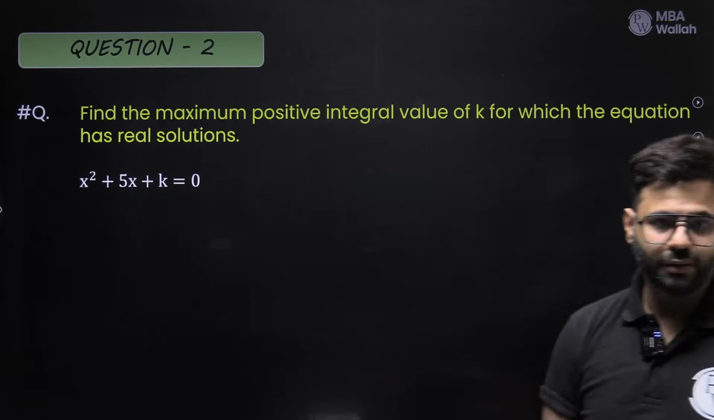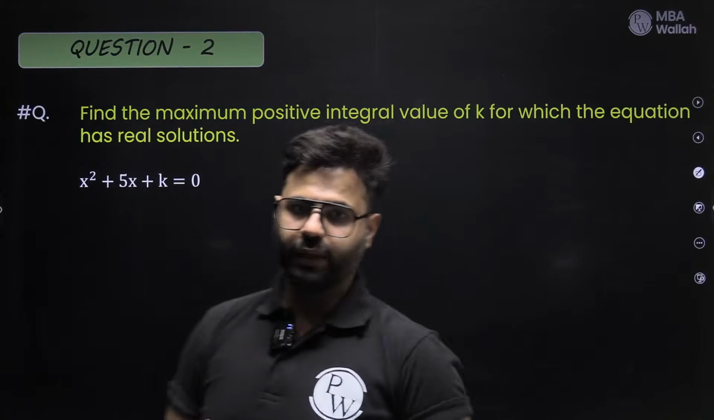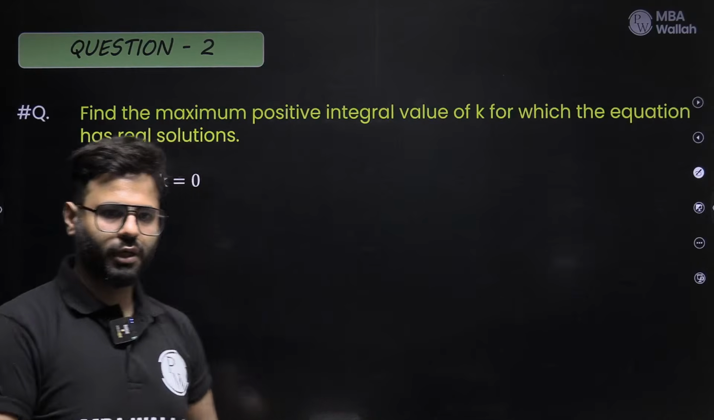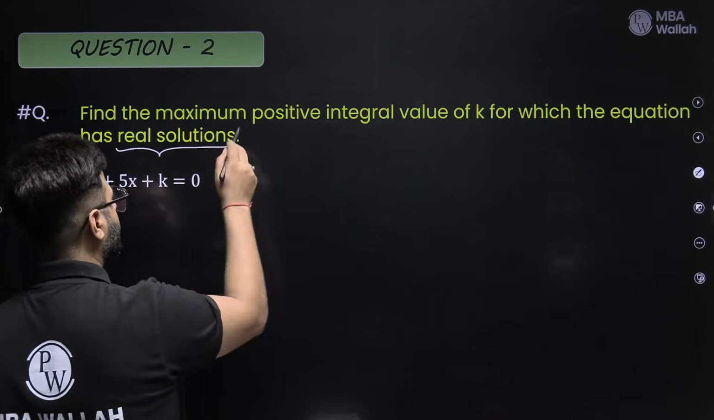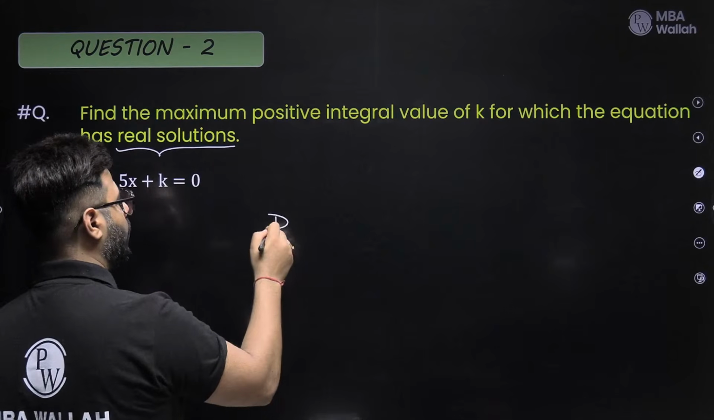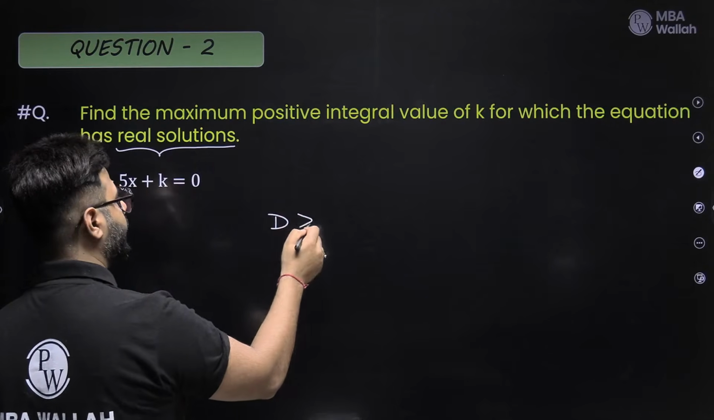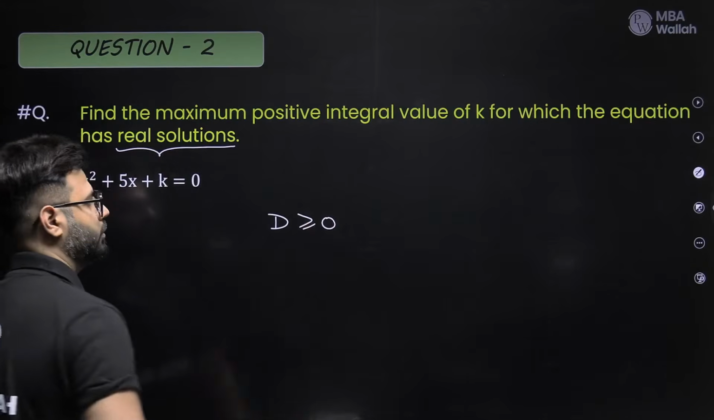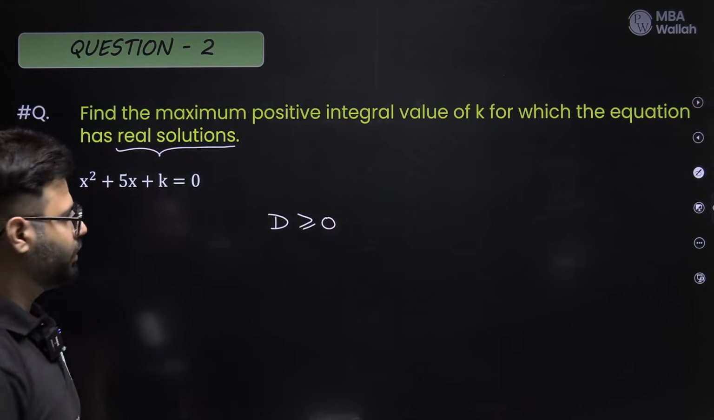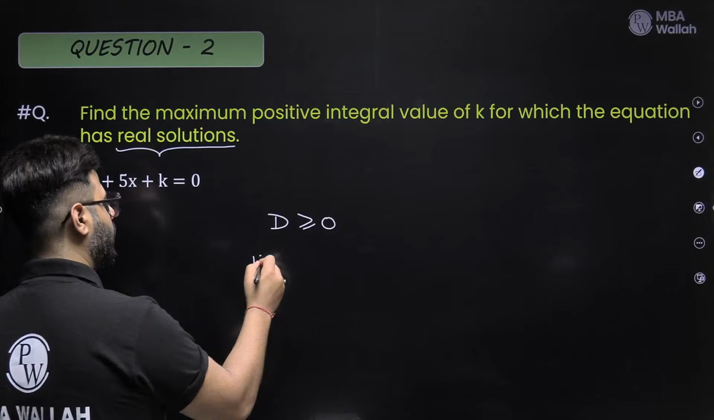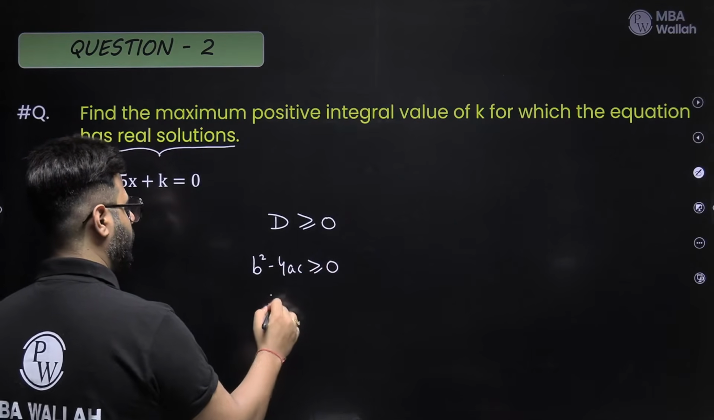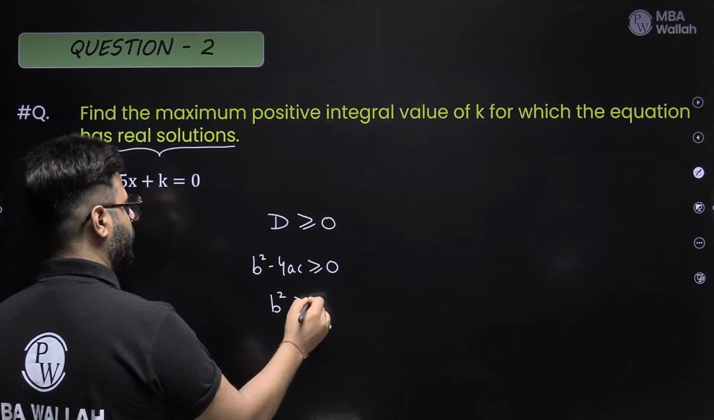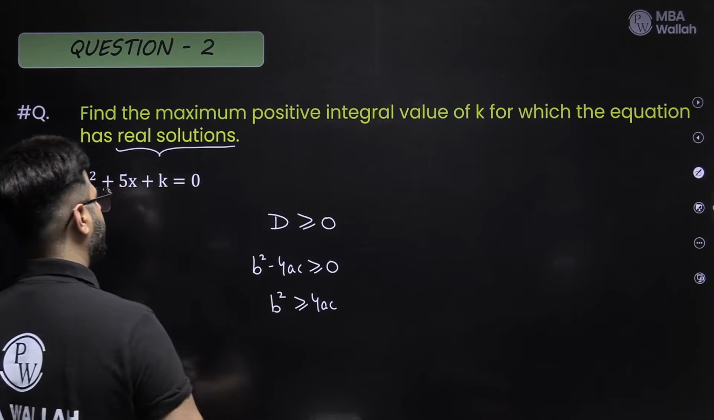All right, so the maximum value of k, positive integral, for which the equation has a real solution. So the condition for real solution: if I'm looking for a real solution, that means I want D greater than or equal to 0, right? Even equality is allowed. So that means b square minus 4ac is greater than or equal to 0, or b square greater than or equal to 4ac.